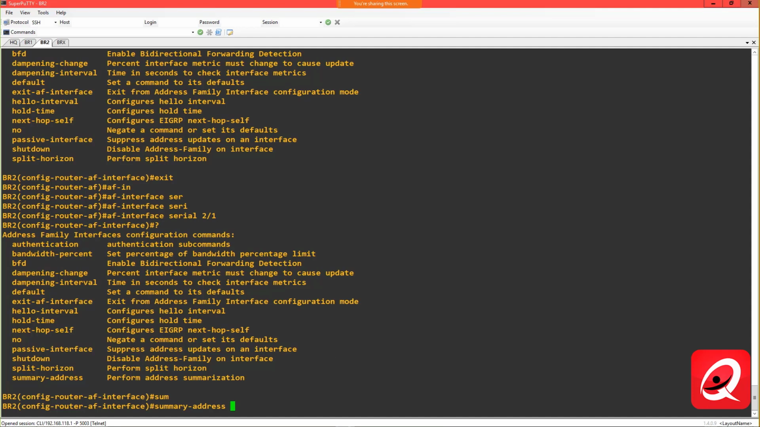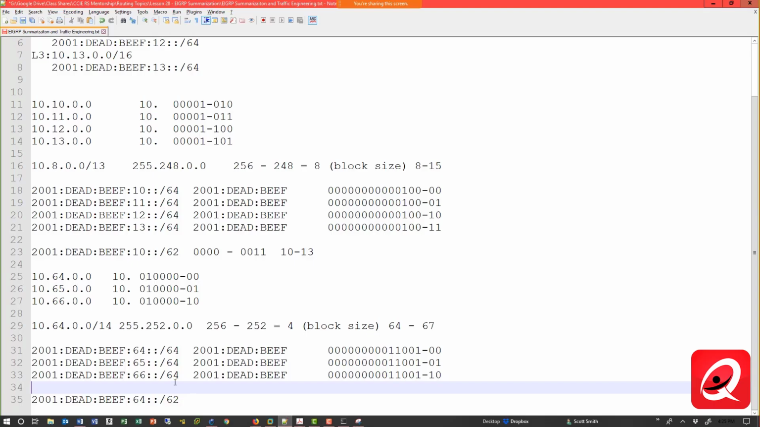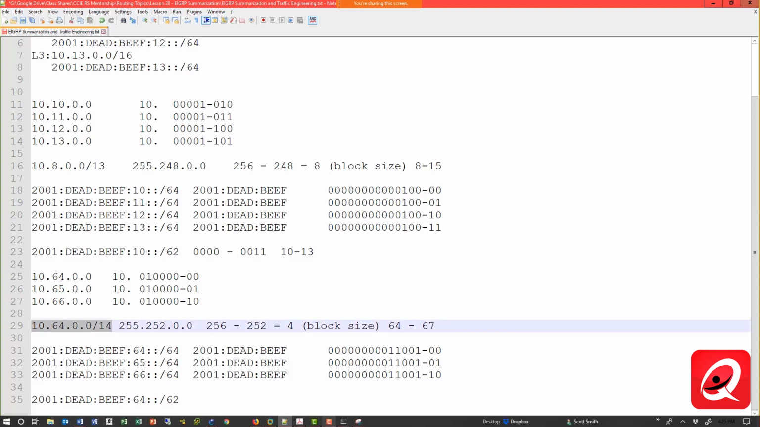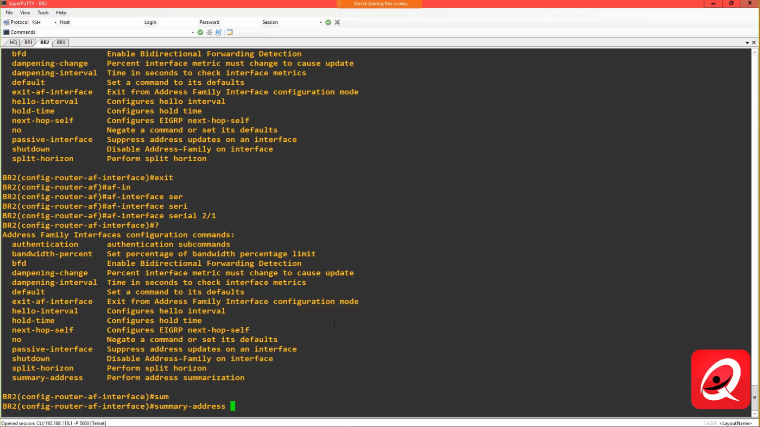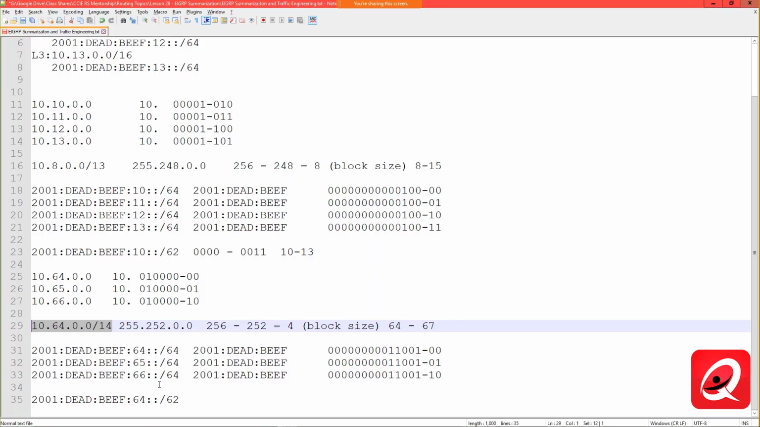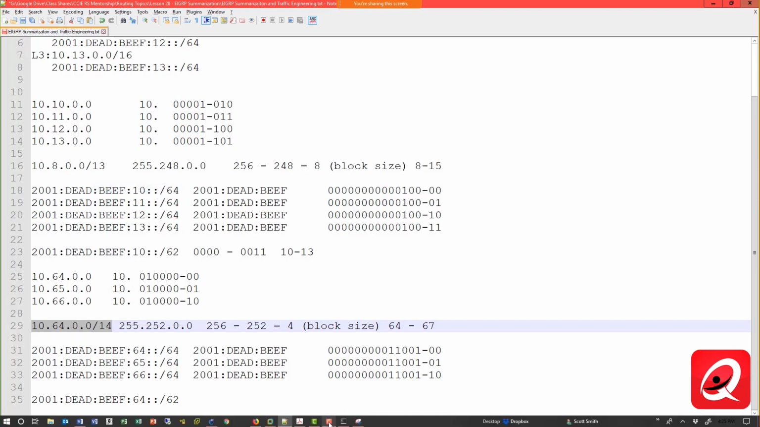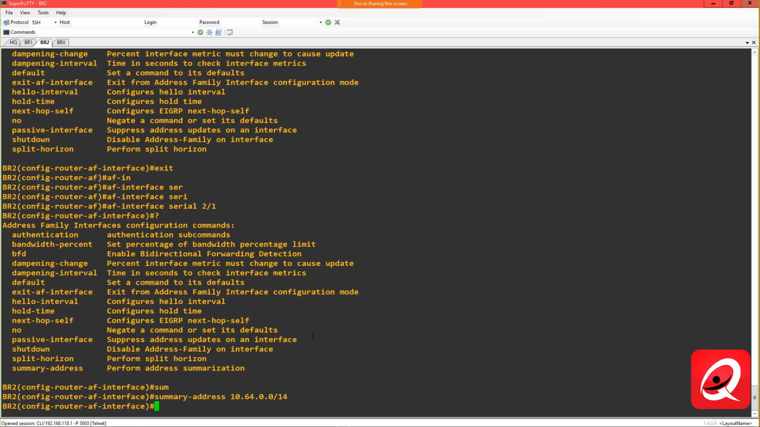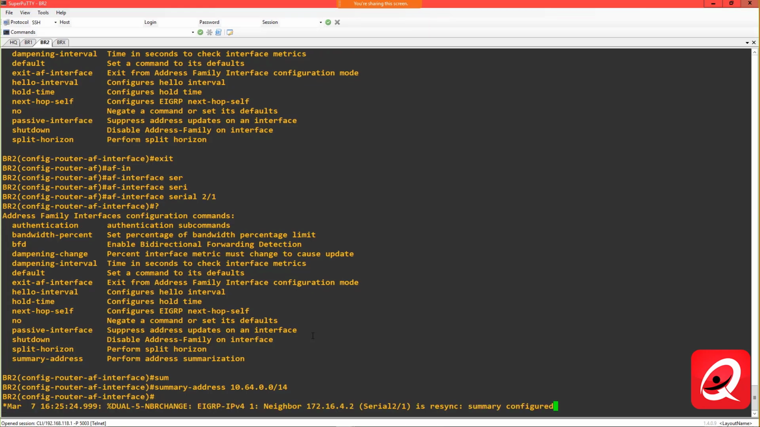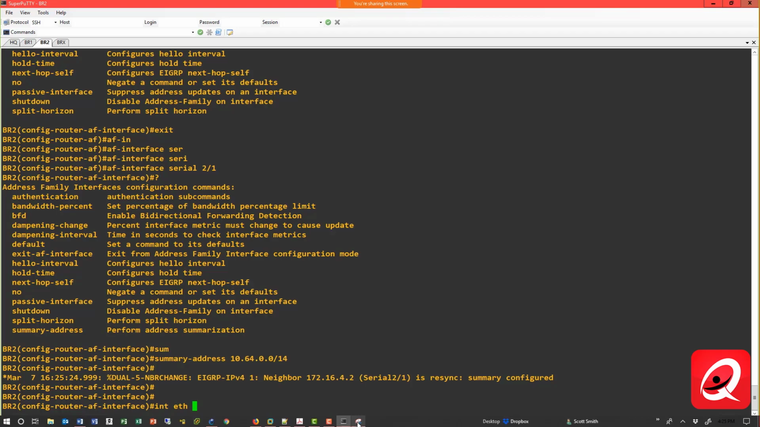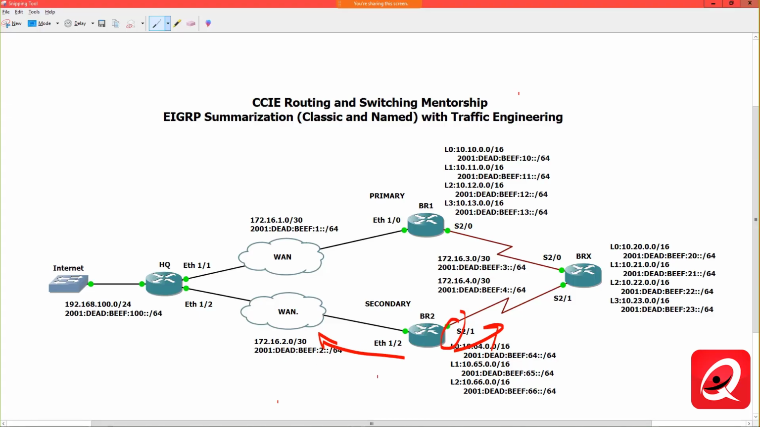But we're in our IPv4 address family, so let's go ahead and grab our summary prefix, which is 10.64.0.0/14, and we'll paste that in just like we did before. So it's essentially the same syntax. The only difference in this case is that we're applying it in the address family, AF interface, as opposed to on the physical interface in classic mode. So interface Ethernet 1.2.